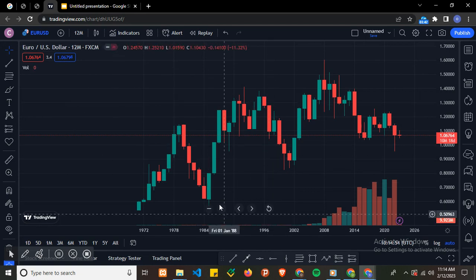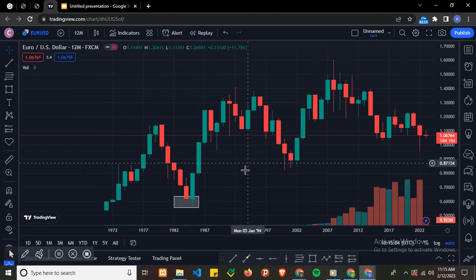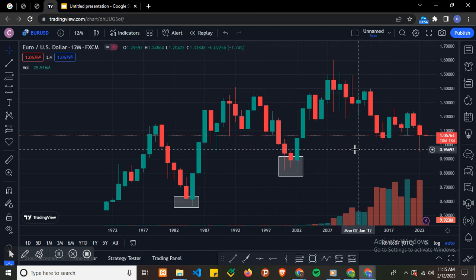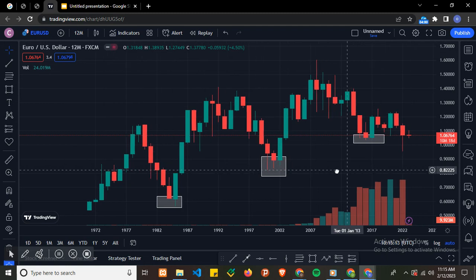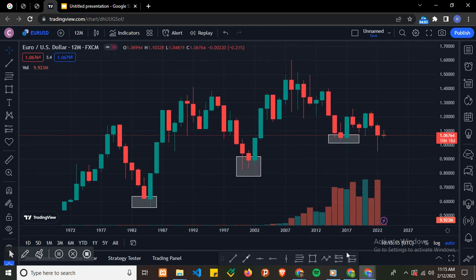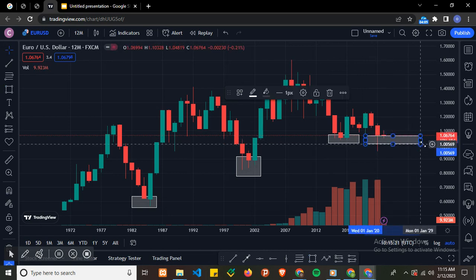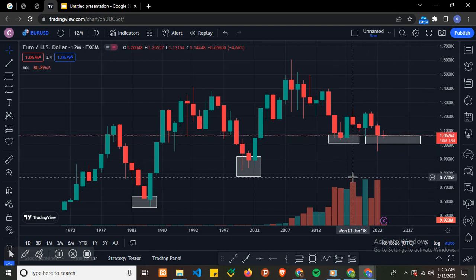You can see this Euro USD. That's a support zone. This is a support zone, and you have another support zone here. And you have rejection at this support zone. Can you see that rejection? We're still consolidating.